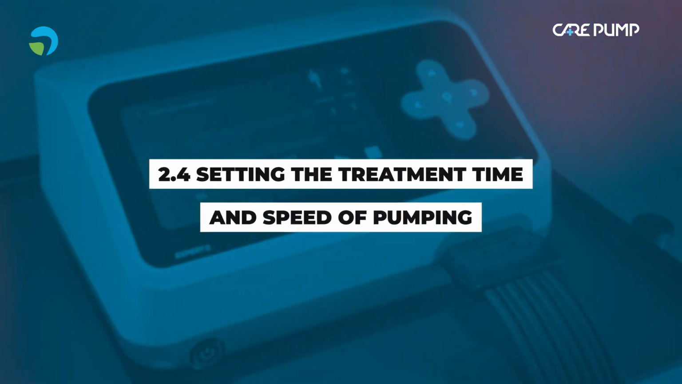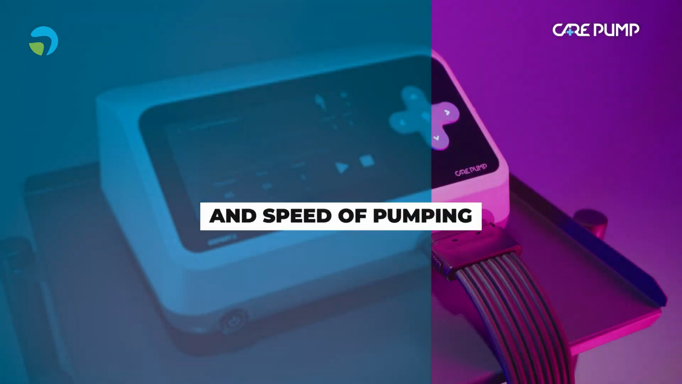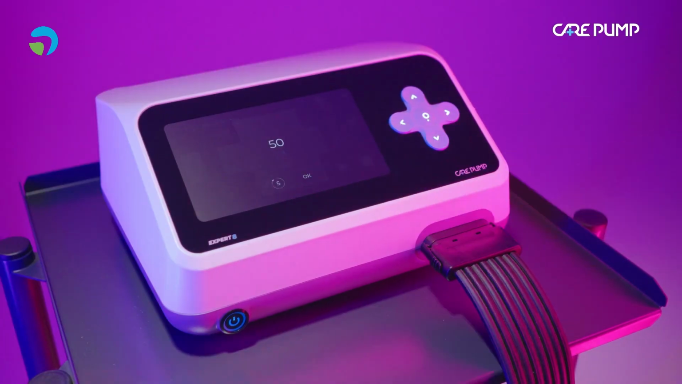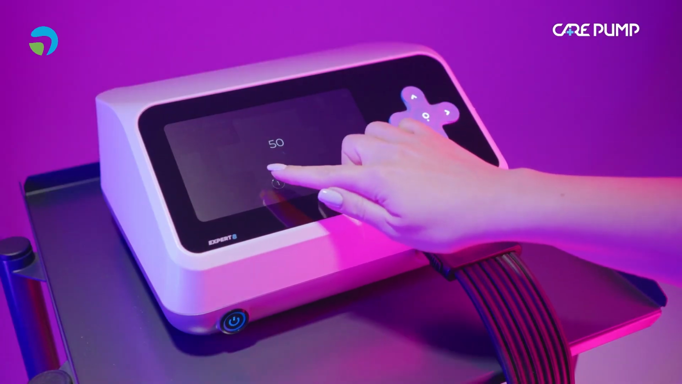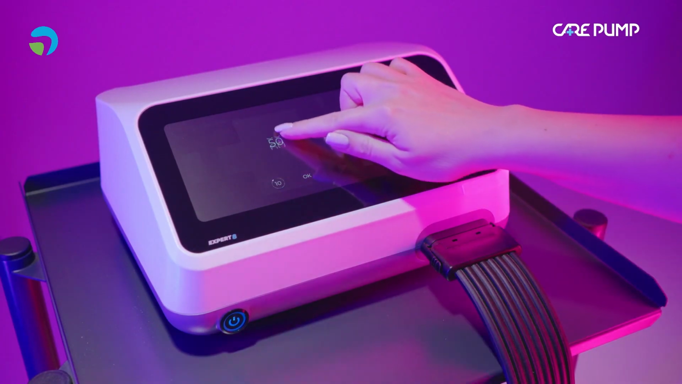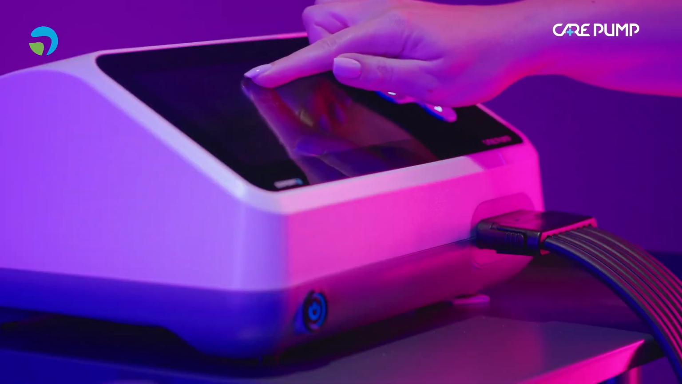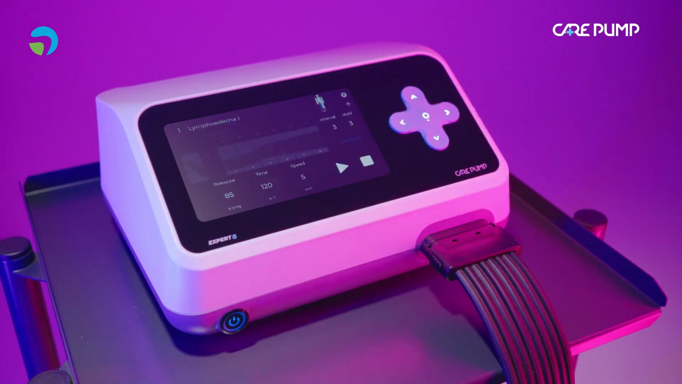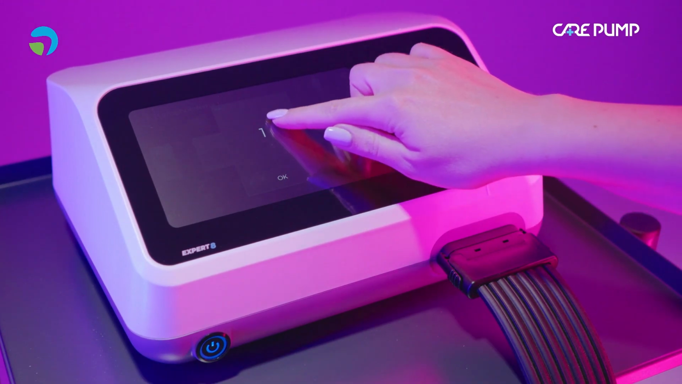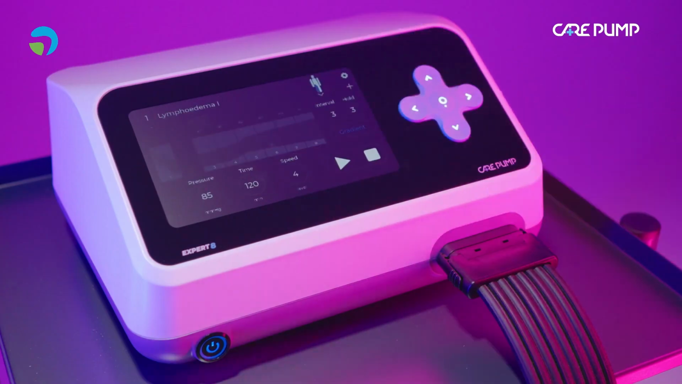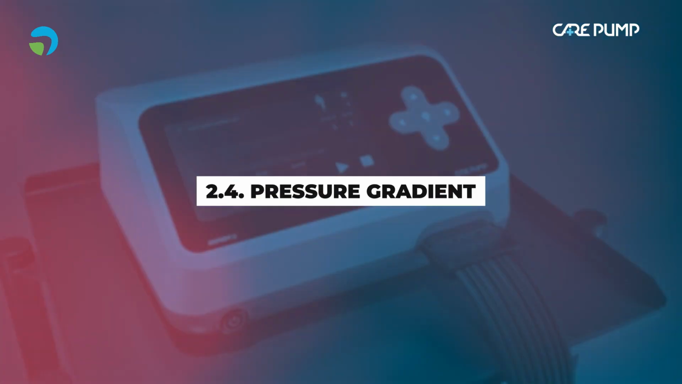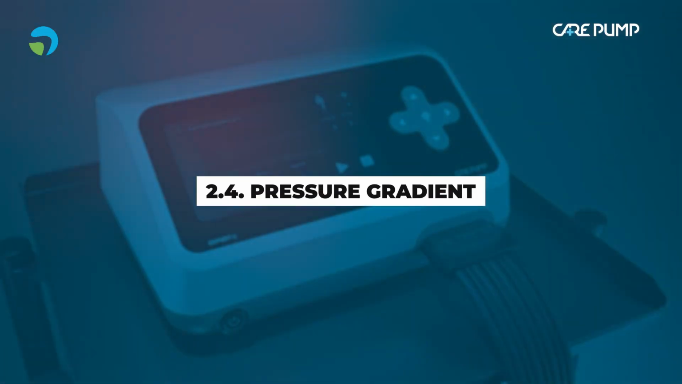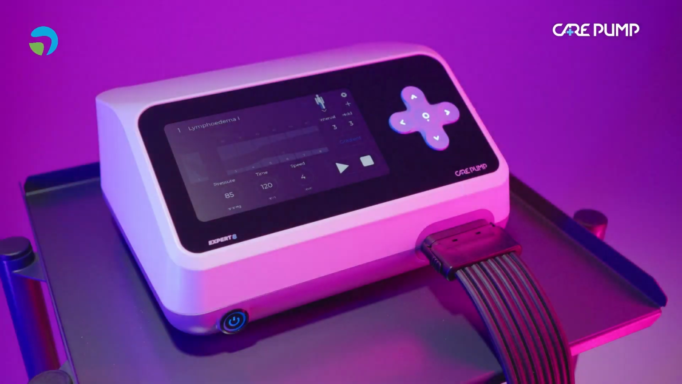Setting the treatment time and speed of pumping. The treatment can last 1 to 120 minutes, while speed of pumping the chambers is determined by 5 levels, where 1 is the slowest and 5 is the fastest. Pressure gradient. The gradient function enables precise determination of the pressure drop in each subsequent pump chamber.